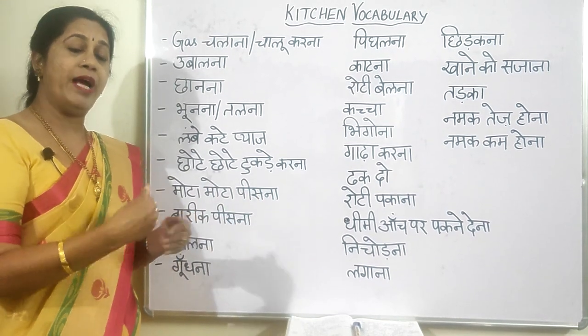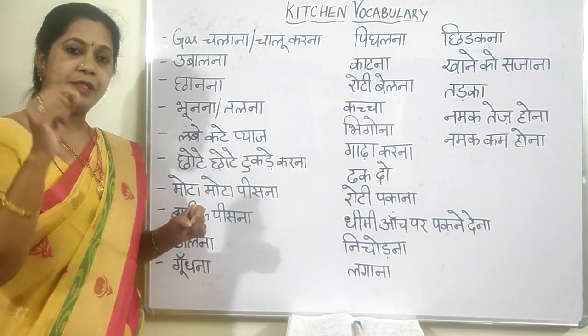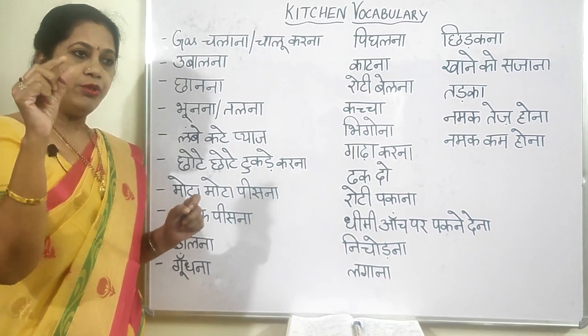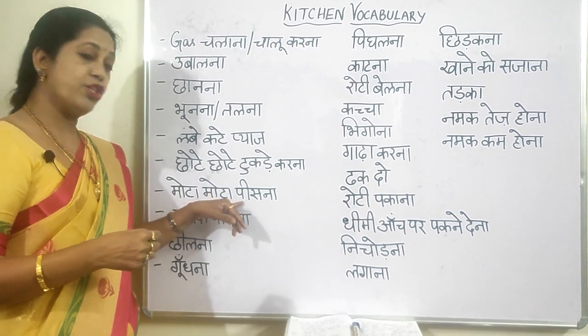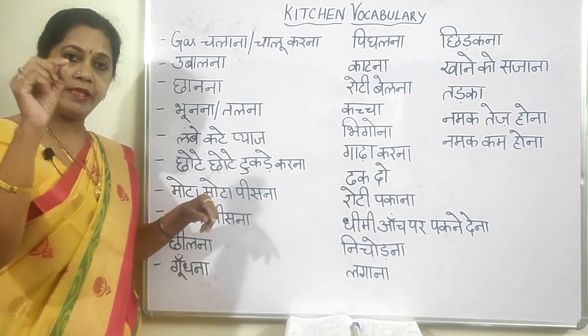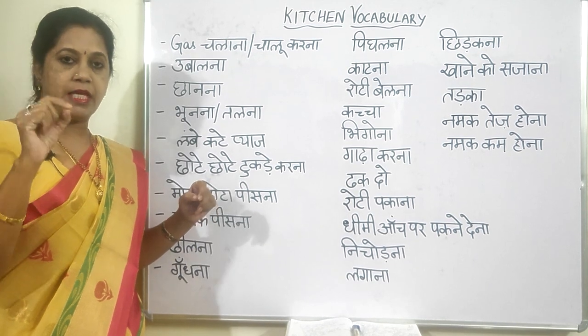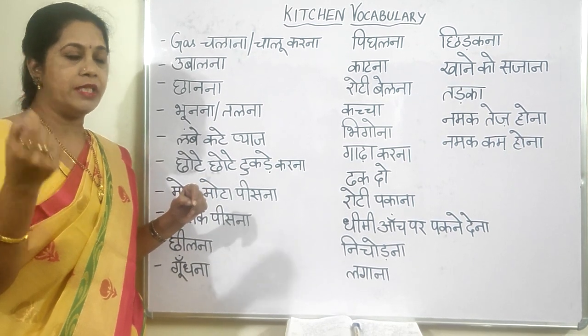So in that also you have different types. मोटा मोटा पीसना means coarsely, और you जैसे कि बोलते हैं ना mince. So that also is called pisna. That is, you make it like keema. You make it as a mince, right? Mince meat only is called keema.